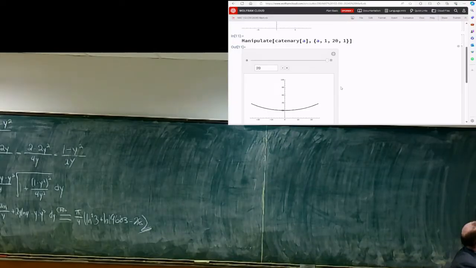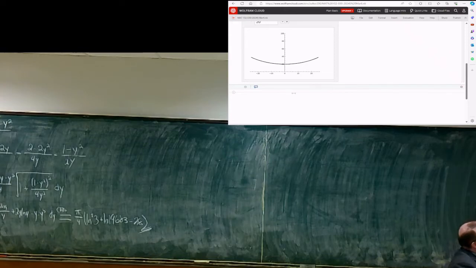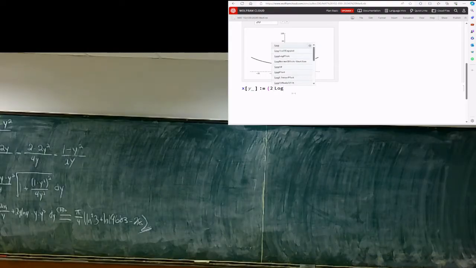All right, so here's what we can do. First thing that we're going to do is define x of y. So define x as a function of y. And we said that was what? 2 log of y minus y squared, and then all over 4, right? Again, remember in Mathematica, log is natural log.